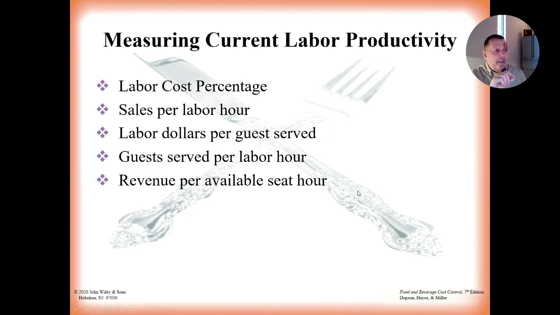So we're going to measure productivity by labor cost percentage, sales per labor hour, labor dollars per guest served, guests served per labor hour, and revenue per available seat hour. All right, I'm briefly going to go over these. They're more detailed in the book. It's kind of backwards for me to spend time on other things and not this, but these take a long time to explain.